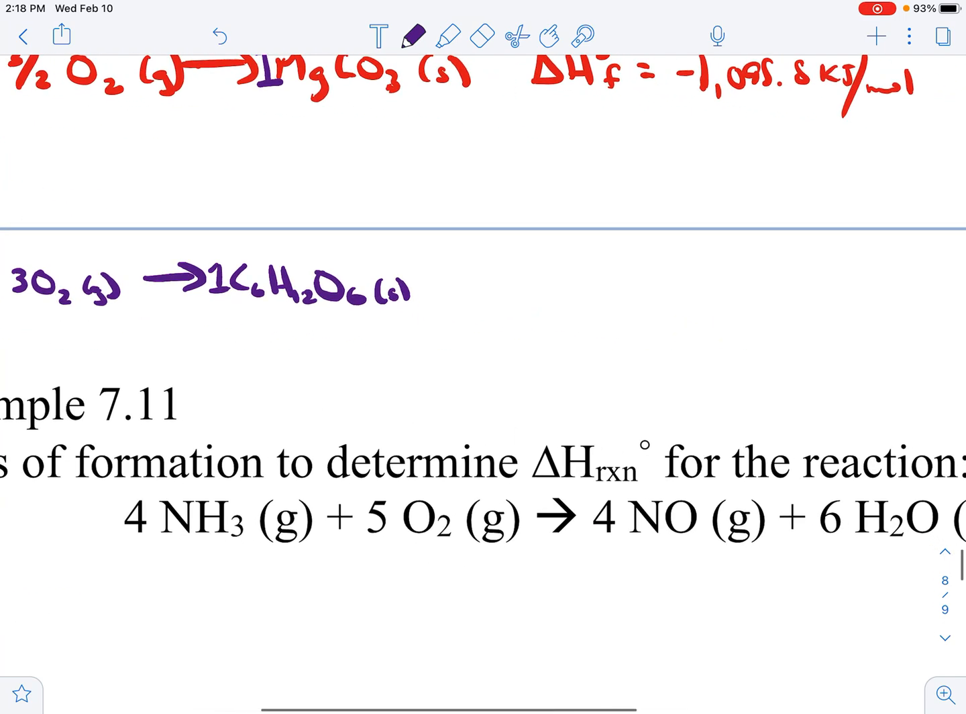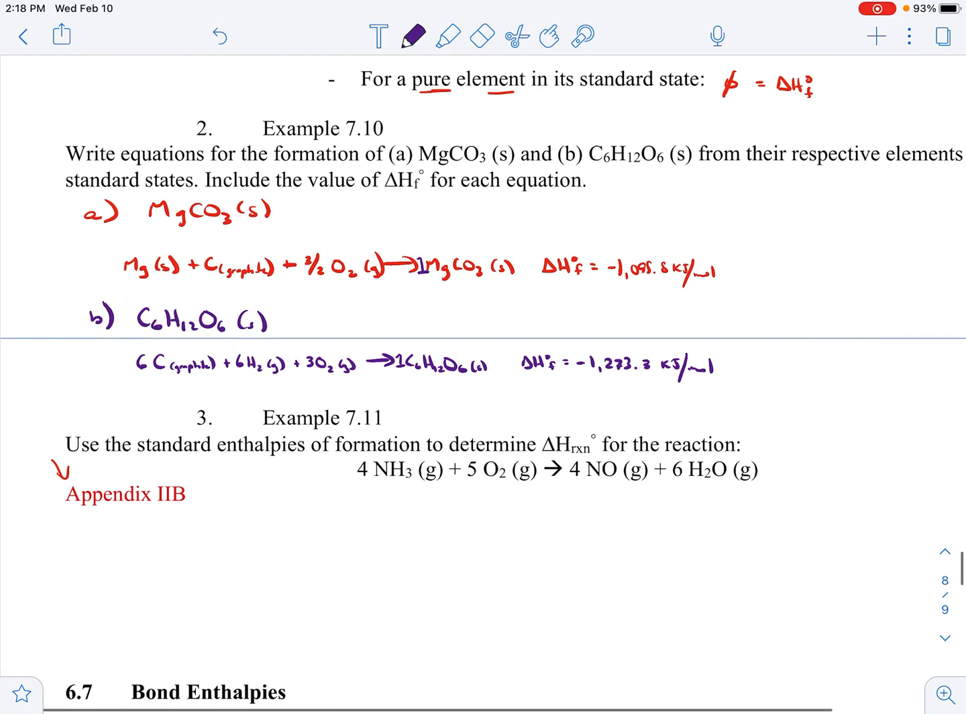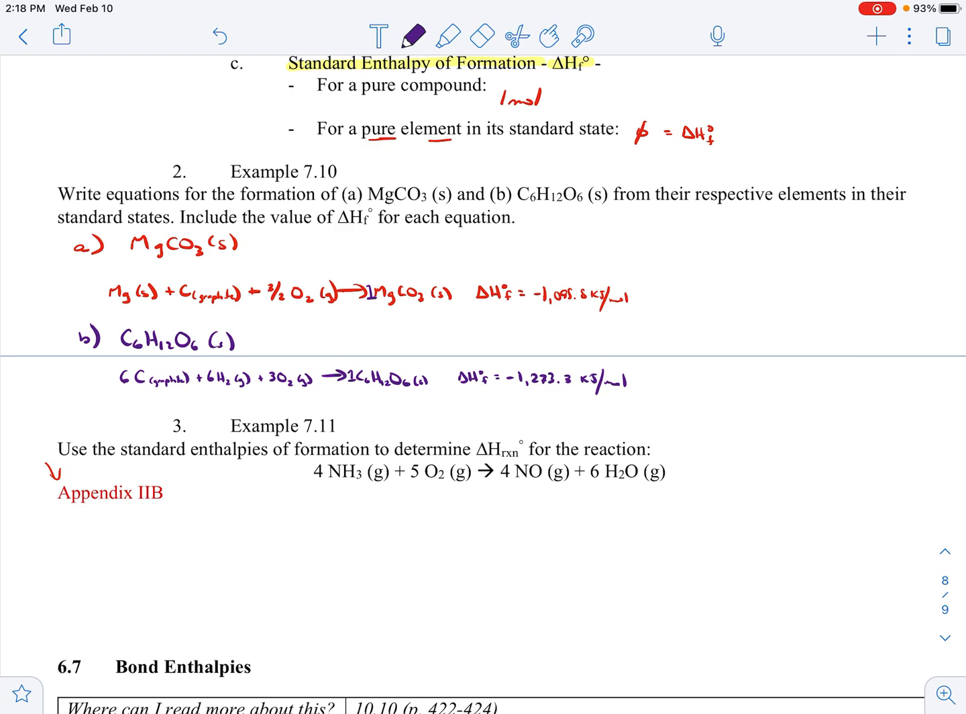Solid. And so then we look up and find our delta H of formation, and we get negative 1,273.3 kilojoules per mole. And yes, I was just literally looking it up in the book. It's right there. Glucose, or C6H12O6, is about the third one down in the middle column. Okay? Awesome. So let's see if we can use that to figure this out here.